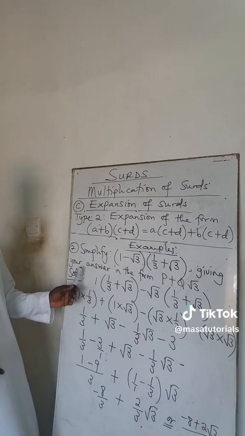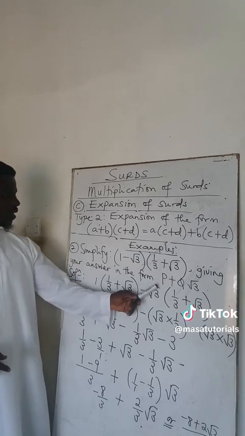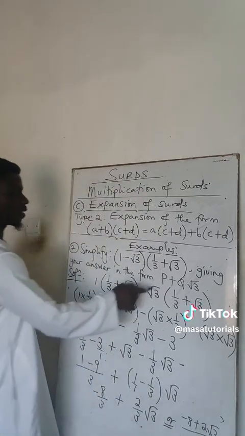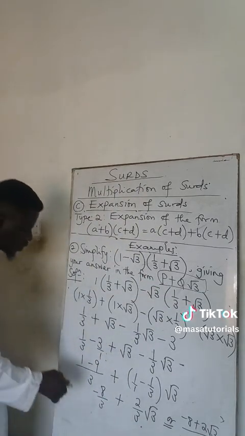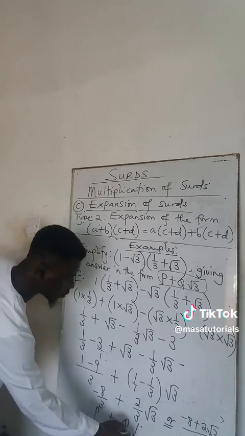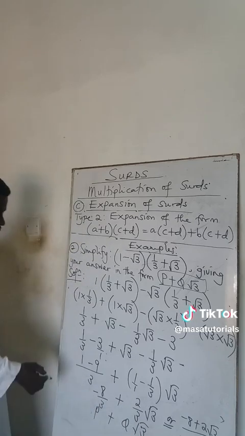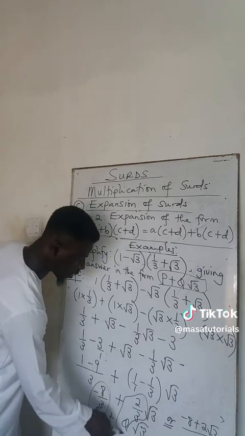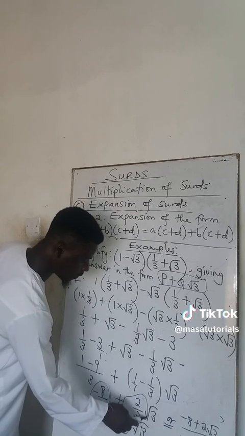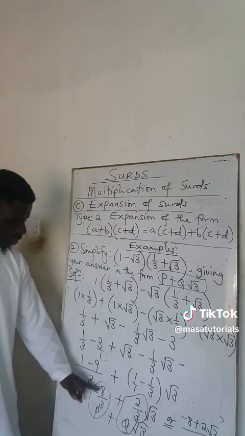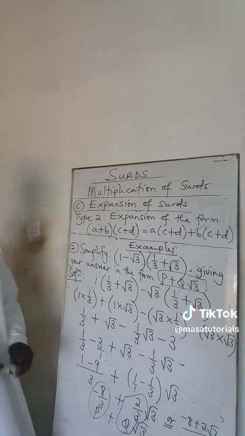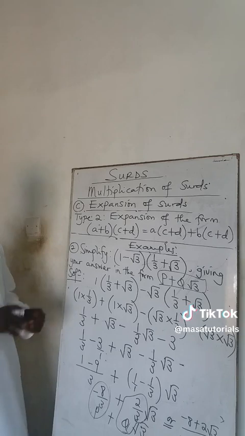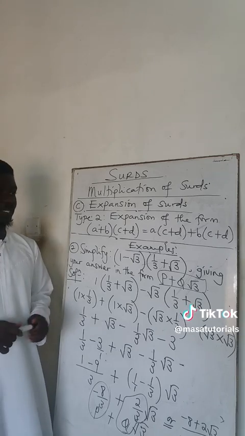But the question says we should leave our answer in the form p plus q square root of 3. So there is no way we have to write it like this, because they said we should leave our answer in this form. So in that form, that's p plus q square root of 3. So we can say that p is negative 8 over 3. Then q is 2 over 3. So p is negative 8 over 3, then q is 2 over 3. Very, very simple. If you don't understand, play back the video for better understanding.